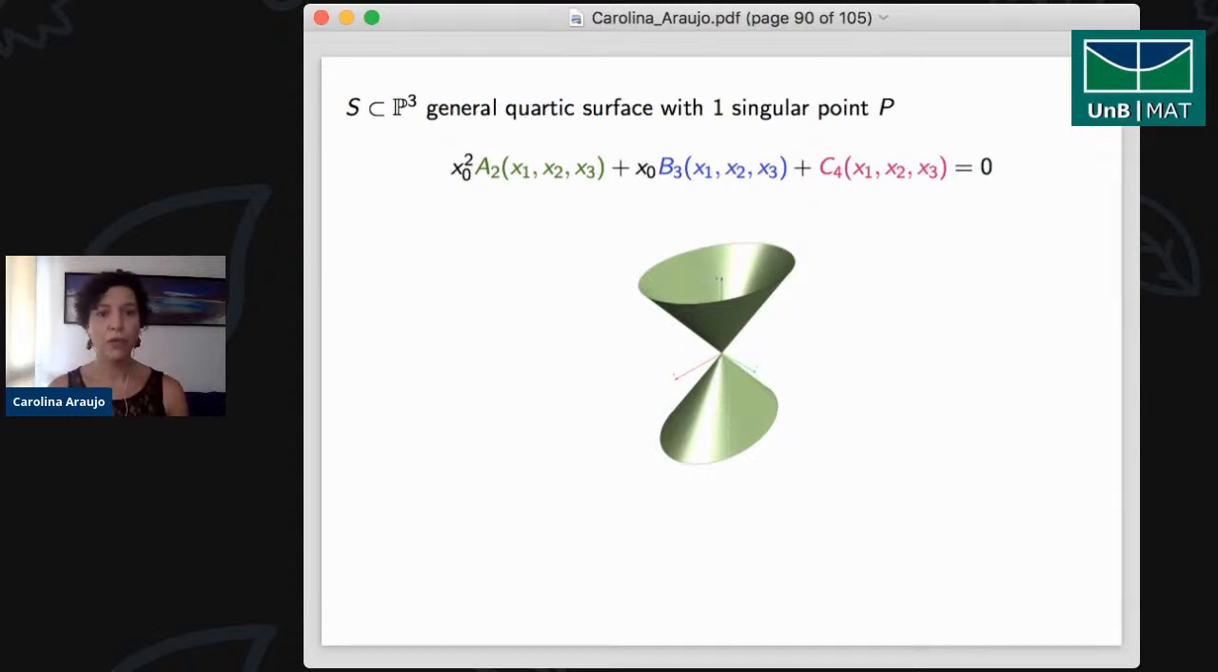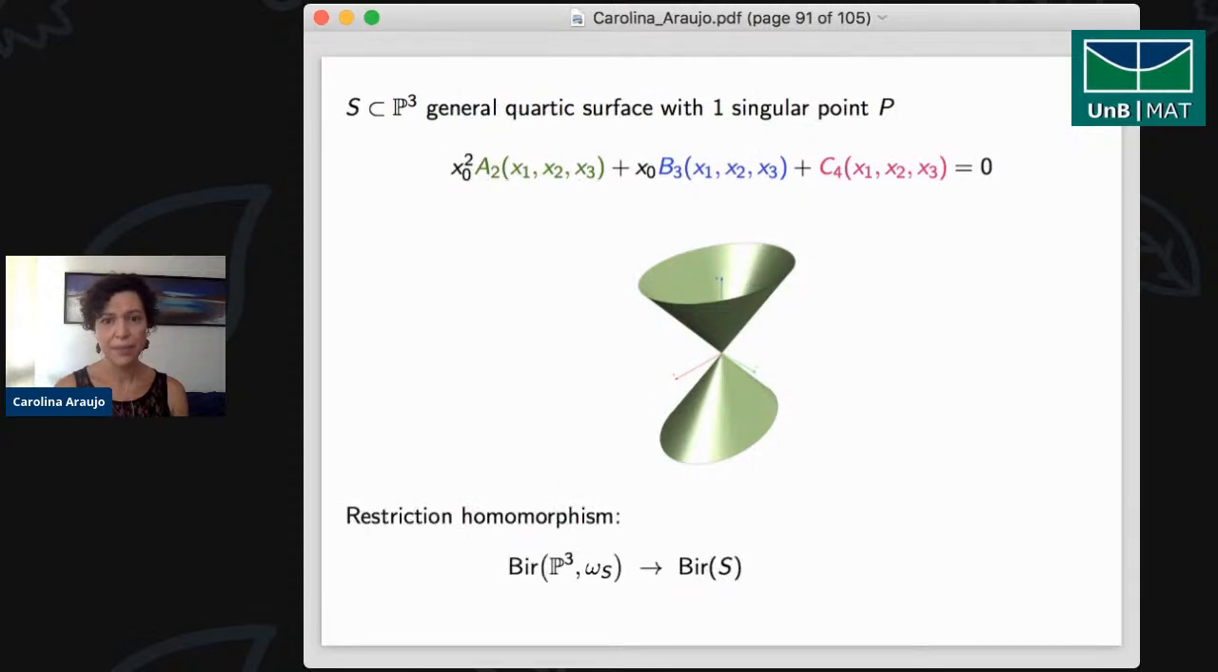So let me just give you an example. If you take a quartic surface with one singular point, then in suitable projective coordinates, it's given by this equation that you see. So this surface is singular at one point, and locally analytically at the point, the singularity looks like the cone, the green cone that I have in this picture. So this green cone is given by the coefficient. So here the equation of S is given by these three polynomials, A2 of degree 2, B3 of degree 3, and C4 of degree 4. And so this A2 is just defining this green cone, and this is the singularity type at P.